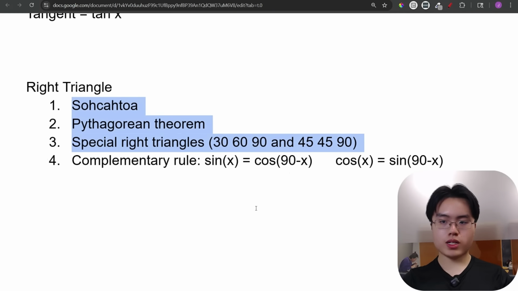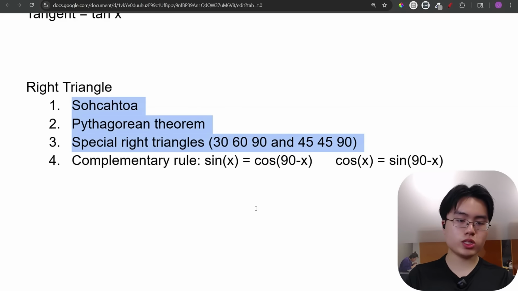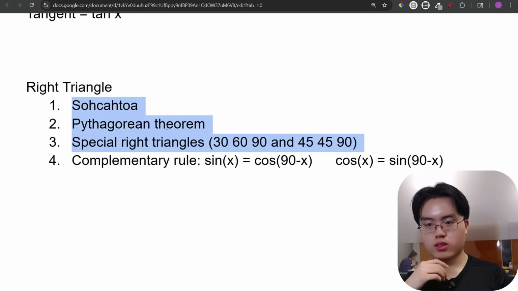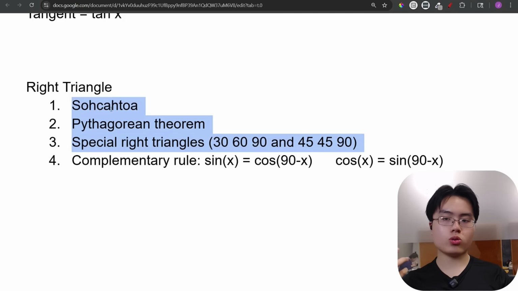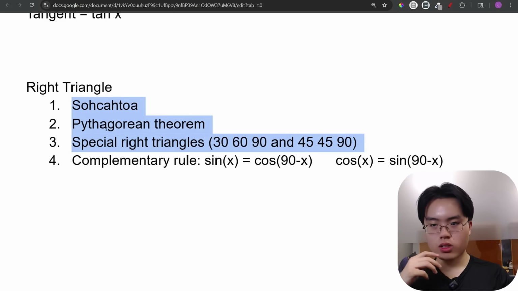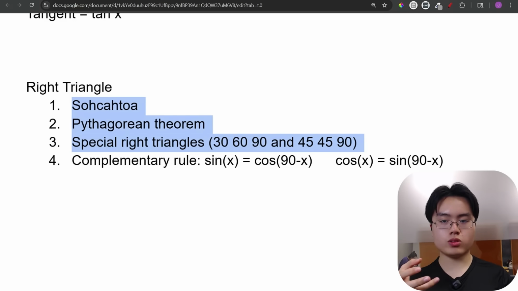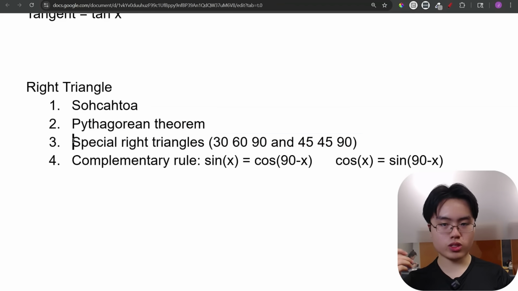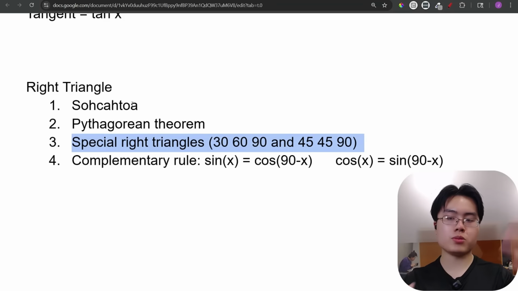You can recognize them, and anytime you see a right triangle, you can pretty much do a checklist of these three things. You can ask: is there SOHCAHTOA? Can I use SOHCAHTOA here somewhere? Can I use the Pythagorean theorem? If not, then it's probably going to be the third one, because it has to be one of these, or maybe a combination of these three.